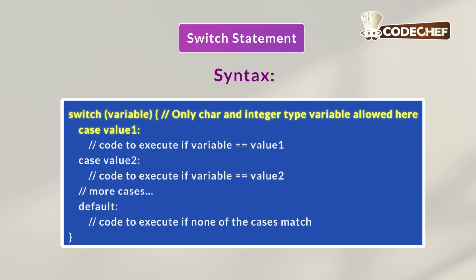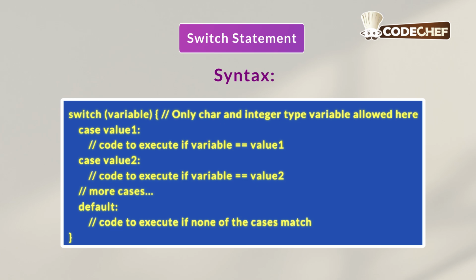Then case value 1 colon. So here we will write the code which will be executed only if the variable value is equal to value 1. Then case value 2 colon. So again we have another piece of code. In case the user input is value 2, then this piece of code will be executed. Similarly we can have n number of cases here. And lastly we write default. So in case all the conditions are false, then the piece of code under this default will be executed.